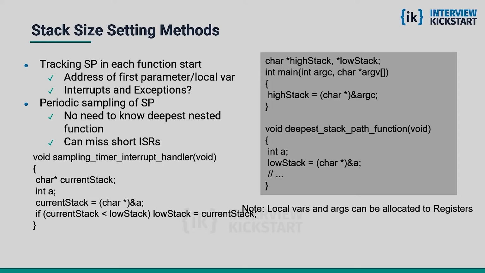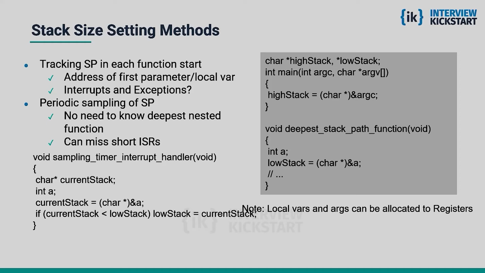An alternative approach is to periodically sample the stack pointer without any knowledge about the code structure. Whatever is the deepest function, we don't know, but keep track of the stack pointer. How do you do that? Using a high frequency sampling method, such as a timer. Every few milliseconds, the stack pointer can be tracked, and then the highest value of the stack pointer is saved. Eventually, when you finish the execution of the test run, that number gives you the maximum stack growth, and therefore the stack size can be computed.